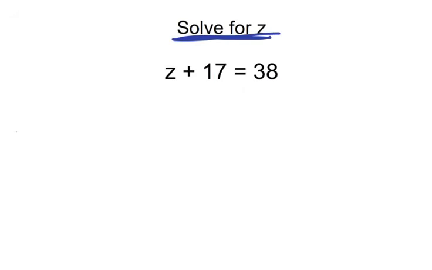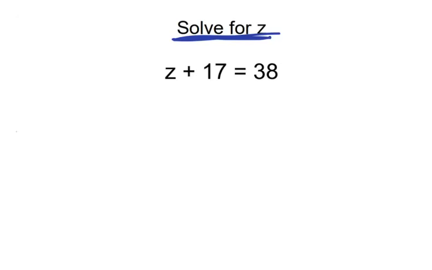Solve for z. Okay, this one should be pretty quick and painless, right? So we have z plus 17 on this side and a 38 on this side. So you have to get the z by itself. The way to do that is do the opposite operation of what's happening right there. So right there is a plus 17. So obviously the opposite of that is going to be to subtract.